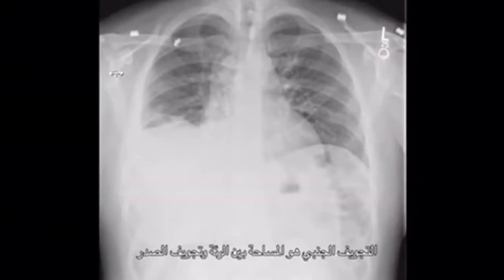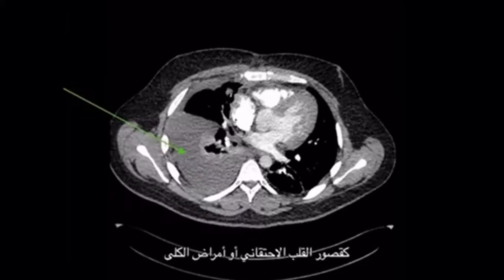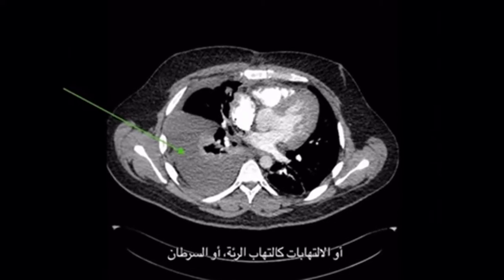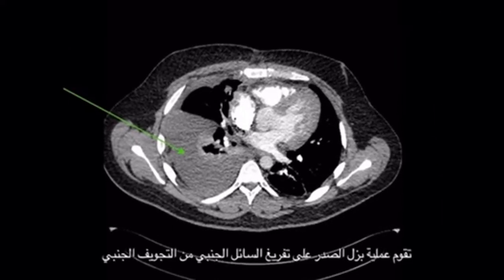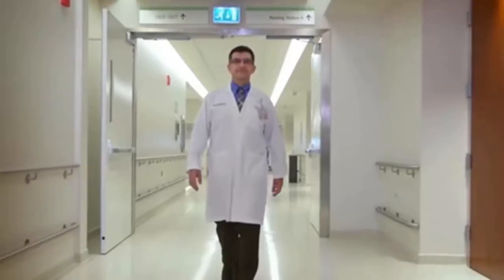The pleural space is the space between the lung and the inside of the chest cavity. The pleural space can be filled with fluid as a result of disease processes such as congestive heart failure and/or kidney disease, infection as in pneumonia, or cancer. Thoracentesis is the drainage of the pleural fluid that's in the pleural space.